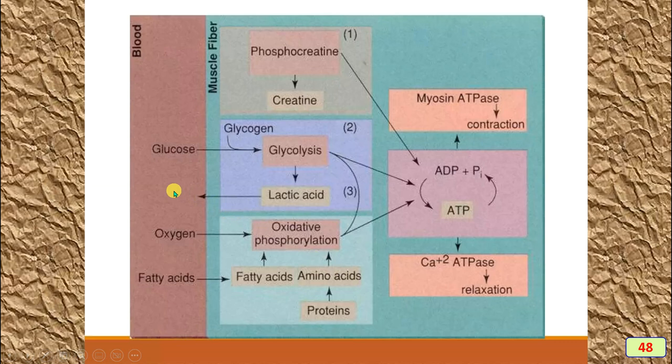So glucose comes inside and glycolysis happens. Then glycolysis produces lactic acid. So ADP is converted to adenosine triphosphate, and when oxygen enters the muscle fiber, a reaction called oxidative phosphorylation takes place. Then fatty acids and amino acids are also required for the muscle to contract.